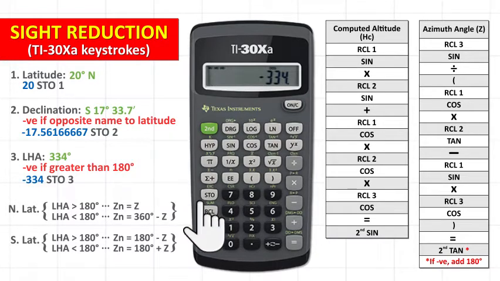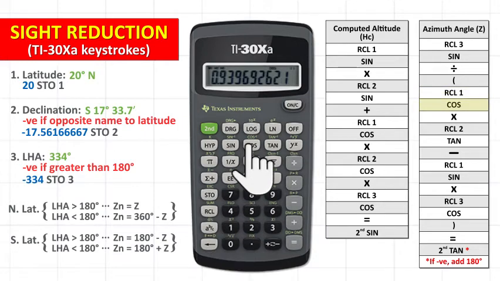At this point, I recommend pressing recall 1, recall 2, and recall 3 to double-check the values stored before solving the equation. Note: for the TI-30XA calculator, the number must be entered before the trig function. The azimuth angle equation, converted to keystrokes for the TI-30XA calculator, is recall 3 sine divided by open parenthesis recall 1 cosine times recall 2 tangent minus recall 1 sine times recall 3 cosine close parenthesis equals second tangent.